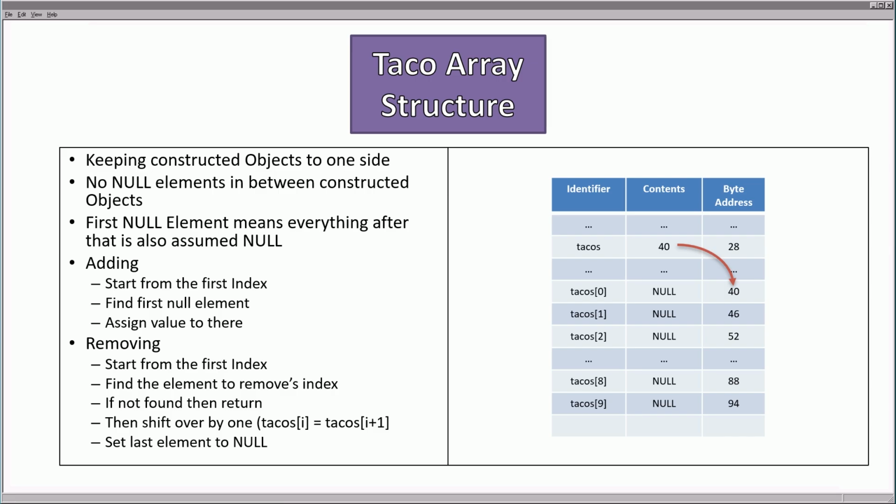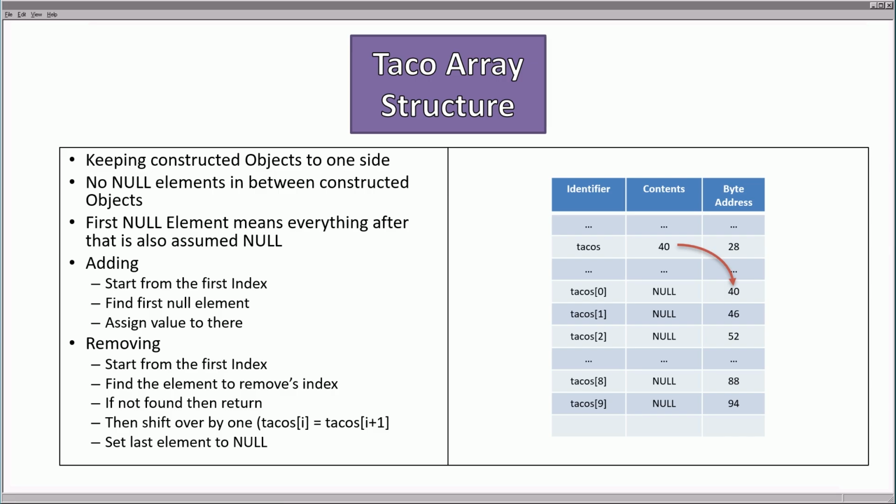Keeping all of this in mind, we can now structure the array. I'm going to take a very straightforward and simple approach that is commonly used for how to structure an array. We're effectively going to keep all of the constructed objects, in other words, the non-null objects, all to one side. So this means starting from one constructed object to the last constructed object, there are no null elements in between. And the first null element encountered indicates that everything after that is also null.